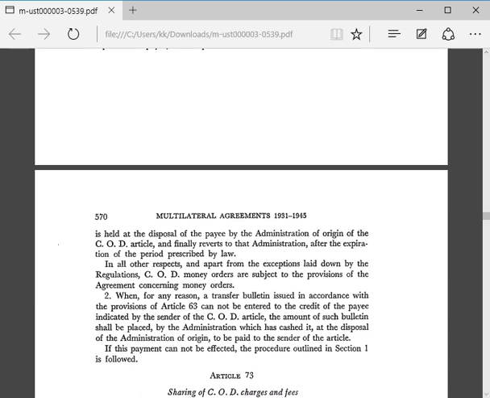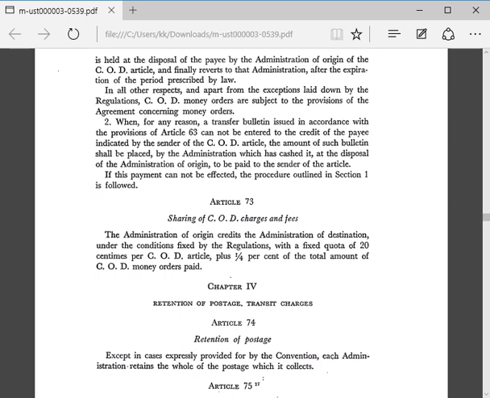When for any reason a transfer bulletin issued in accordance with the provisions of Article 63 cannot be entered to the credit of the payee indicated by the sender of the COD article, the amount of such a bulletin shall be placed by the administration which has cashed it at the disposal of the administration of origin to be paid to the sender of the article. If this payment cannot be effected, the procedure outlined in Section 1 is followed. Article 73. Sharing of COD charges and fees. The administration of origin credits the administration of destination, under the conditions fixed by the regulations, with a fixed quota of 20 centimes per COD article, plus 1/4% of the total amount of the COD money orders paid.